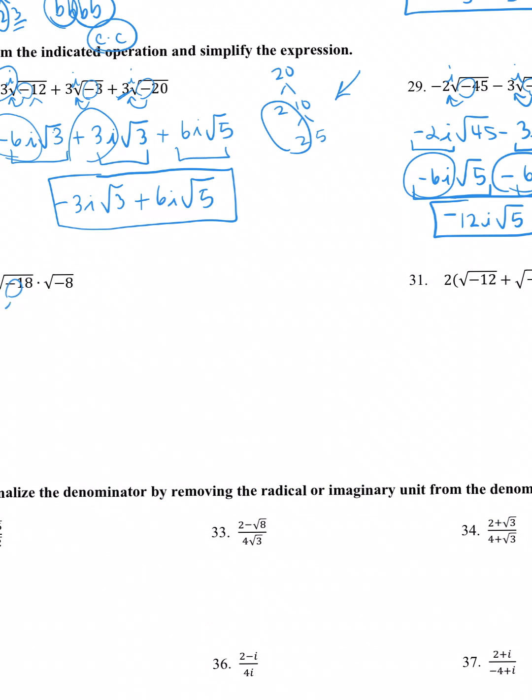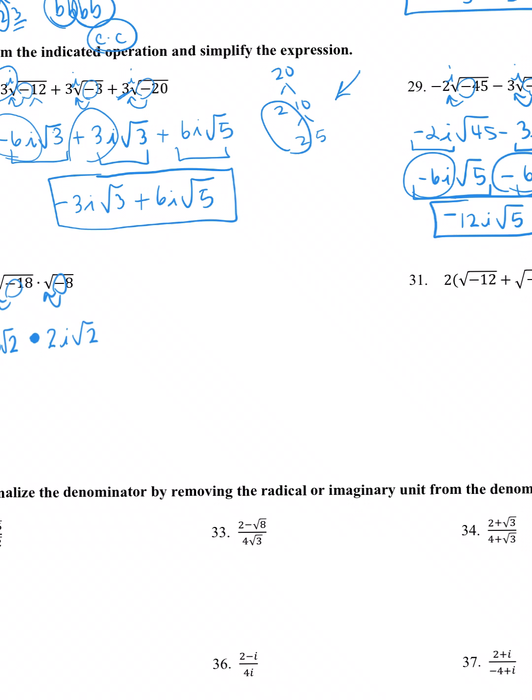Next one's very similar. Take out the imaginary unit so I can work with this. We already know that 8 is 2 square root of 2, and 18 is, so I have a 2i. 18 is going to be 3 square root of 2. So I have 3 square root of 2. And this time it's multiplication.